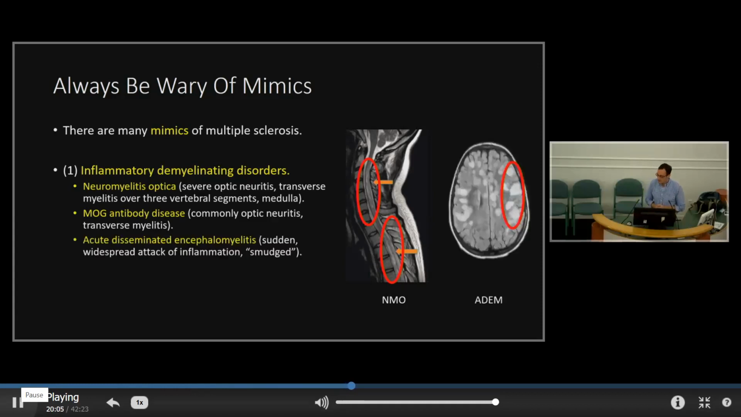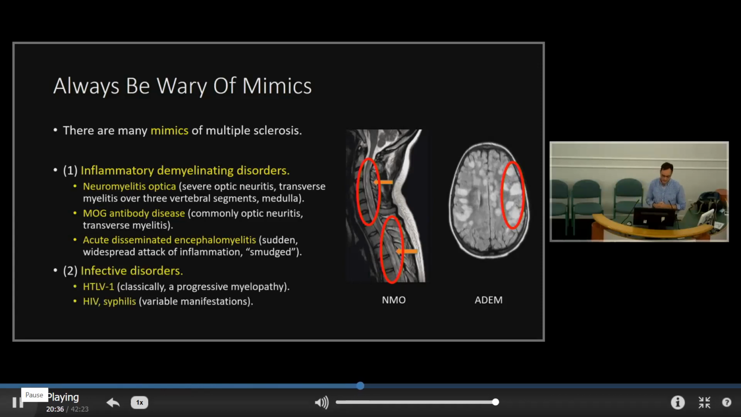There's another one that usually goes for kids, and that's called acute disseminated encephalomyelitis, or ADEM for short. And that's due to a sudden, widespread attack of inflammation on the brain, mostly. And you get these smudged appearances on the MRI. So the demyelinating plaques look a little smudged. If you see in the circle, it looks like someone just stamped some smudged paint on there or something. So they look more distinctive.